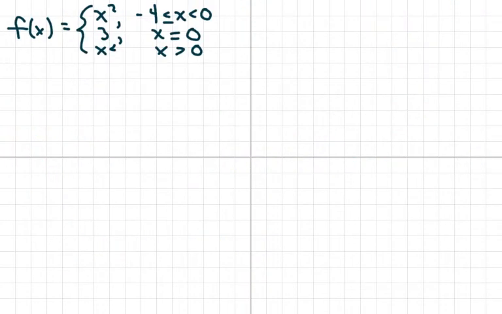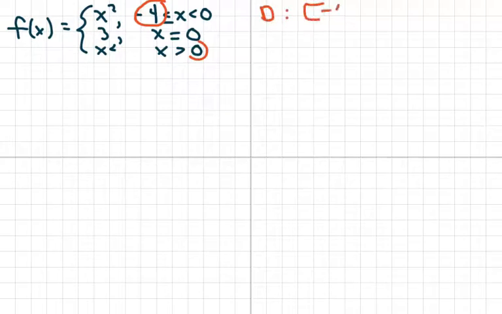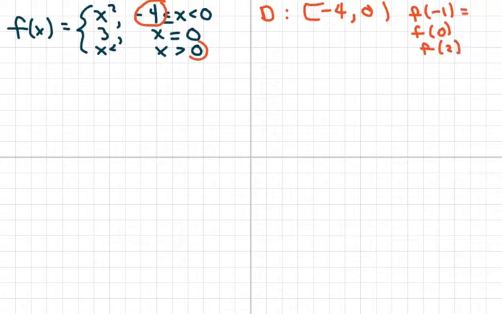Okay. The next one. We are going from -4 for my domain to 0. So my domain is -4 to 0, or you can write it the other way. Oh, shoot. We need to know what f of -1, f of 0, and f of 2 is. All right. So -1, we're going to plug into this piece because -1 is in between -4 and 0. So f of -1 is 1.